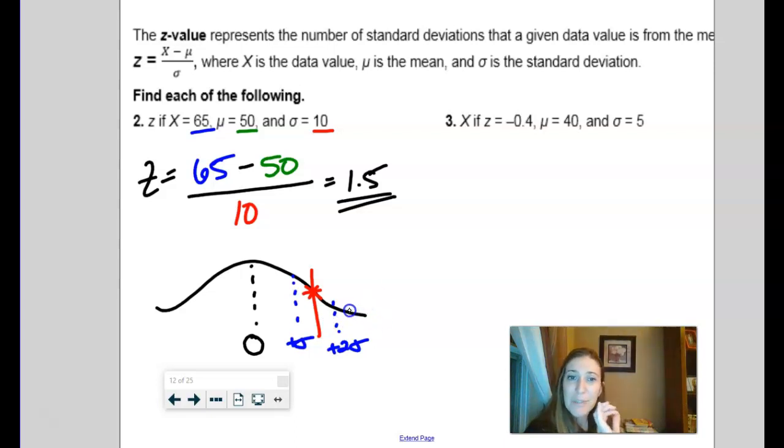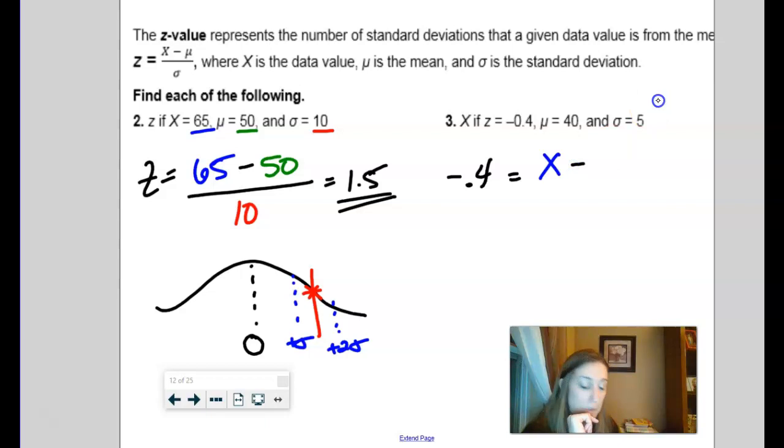But let me do the next example, and then I'll show you what we used to use z-scores for. All right, so this next one's weird because they give you the z-score. So they tell you it's a negative 0.4, and they want you to figure out the x variable.